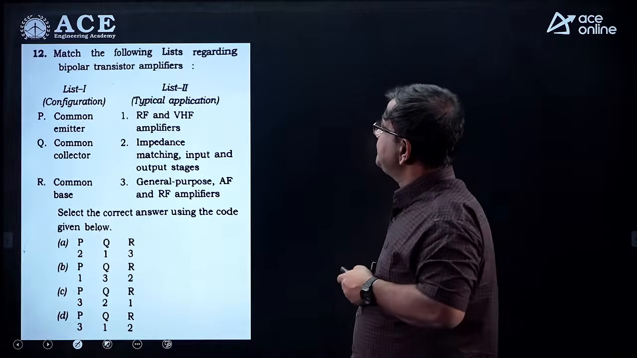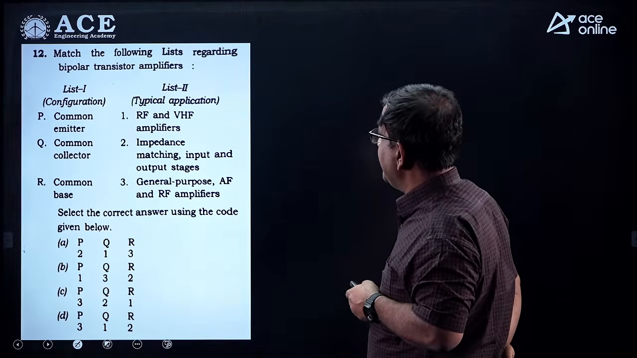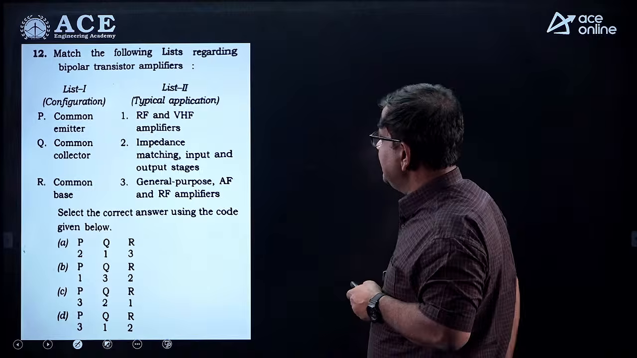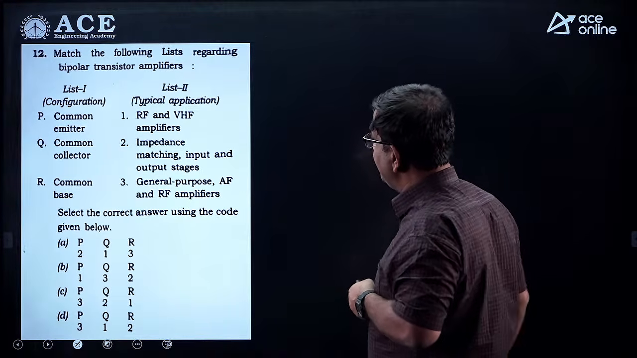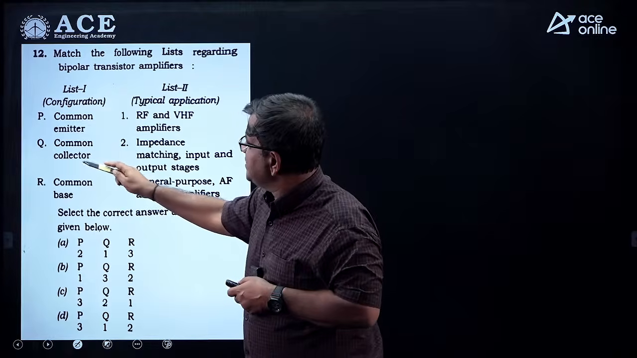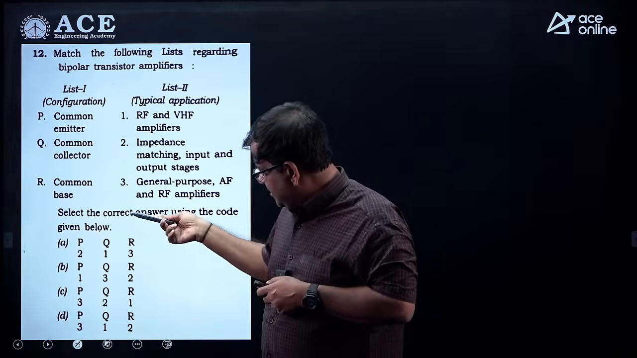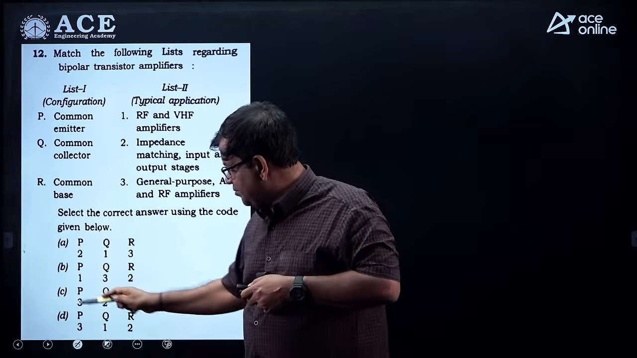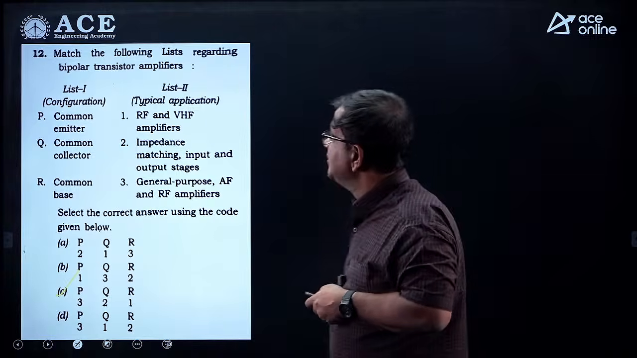Match the following regarding the bipolar junction transistor. The same question again is given for BJT. Common collector is for impedance matching. Q2. Let us see if there is any Q2. Yes, there is only one option. No need to check other options.